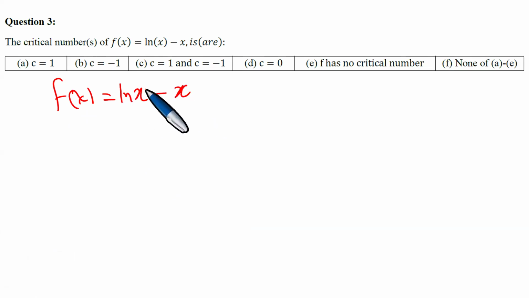Ln x minus x. Please try it, and as soon as you're done, please alert us that you're done, and then we can see exactly what to do.